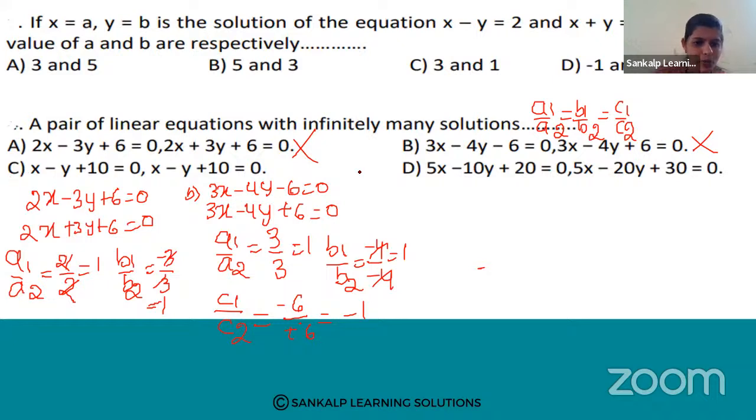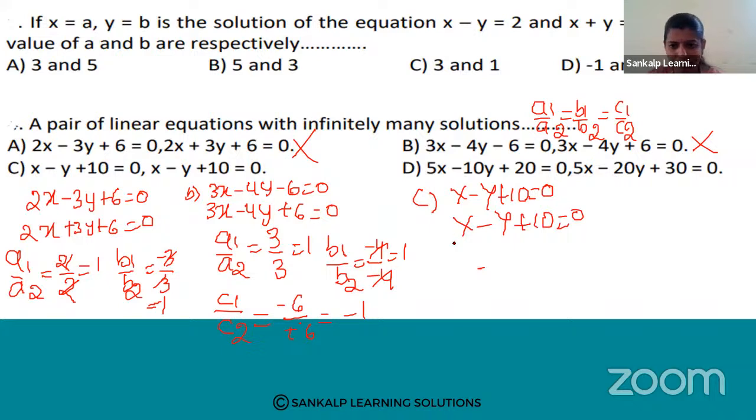Next, check this option. C, x minus y plus 10 equal to 0. Yes. So, a1 divided by a2, a1 value is 1, a2 value is 1. So 1. b1 divided by b2, b1 value is minus 1 and b2 value is also minus 1. Finally, minus minus will get cancelled, 1, 1. So, you will get 1 only.